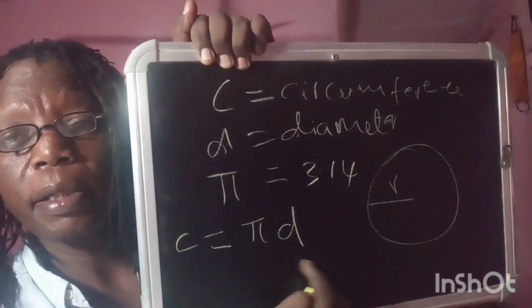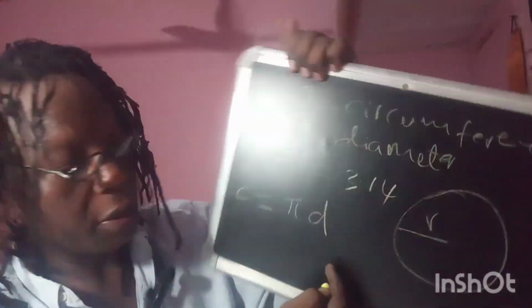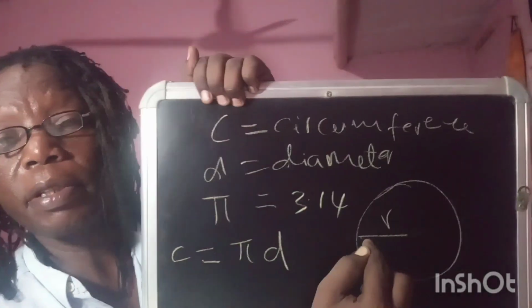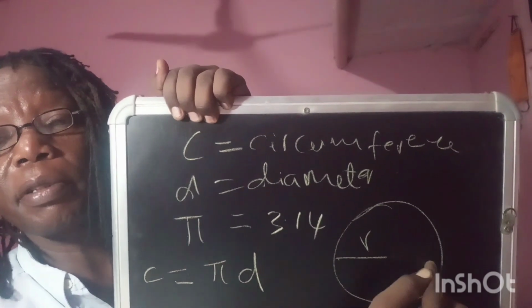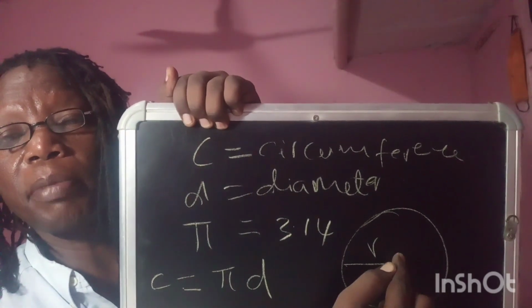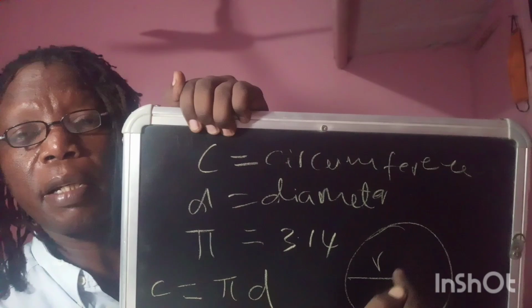Now the formula is circumference equals pi d. This is the pi, this is the diameter, which means the diameter is the entire of this thing. I think everybody knows this. So it's very simple maths. From here to here is the diameter, here is the radius.